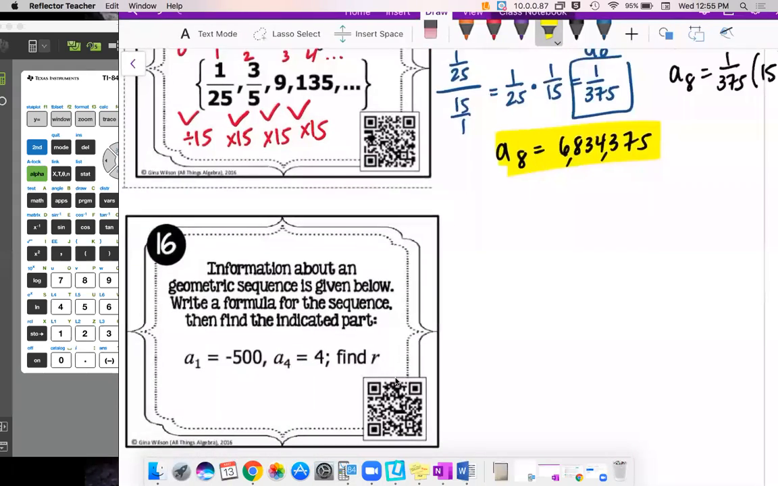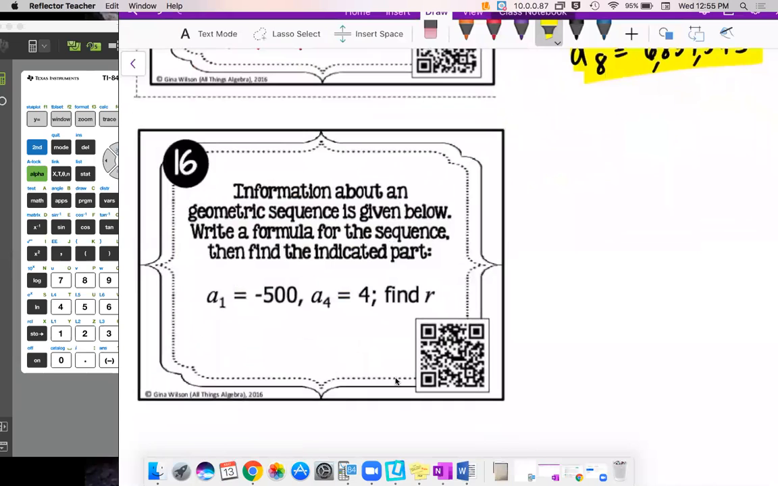Okay, and then we got two more. So it says information about the geometric sequence is given below. Write a formula for the sequence and then find the indicated part. So we know the first term, so I'm going to write these as points. The first term is negative 500. And the fourth term is 4, and they want us to find our multiplier, what our r is.